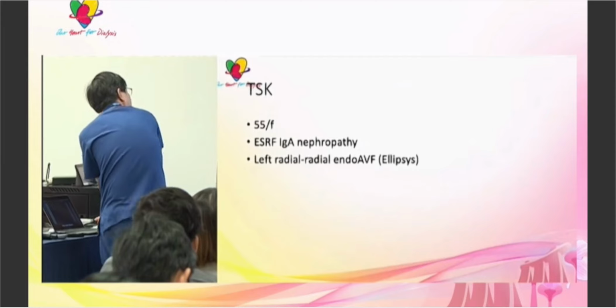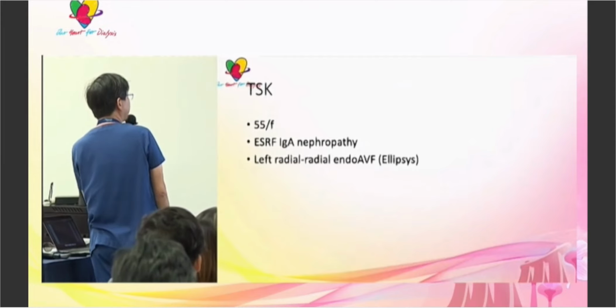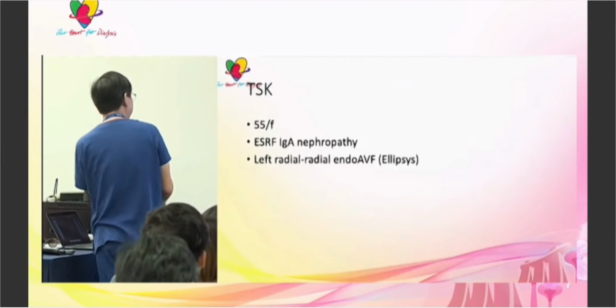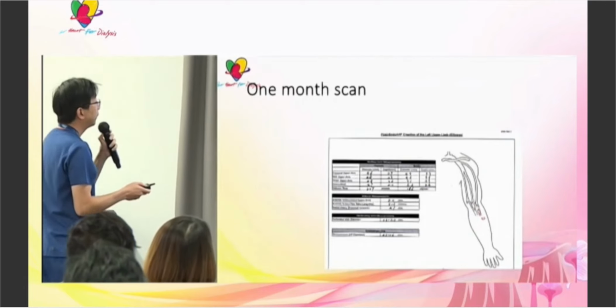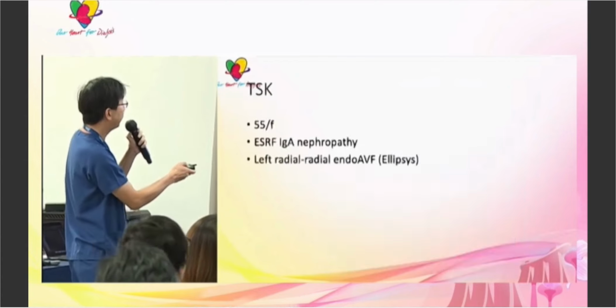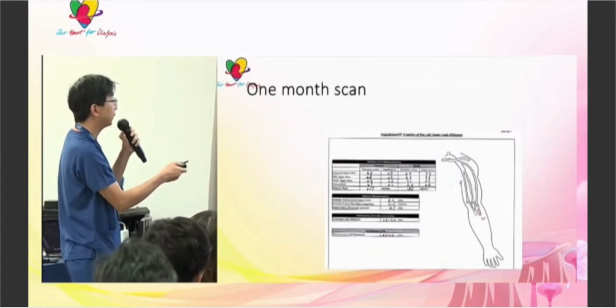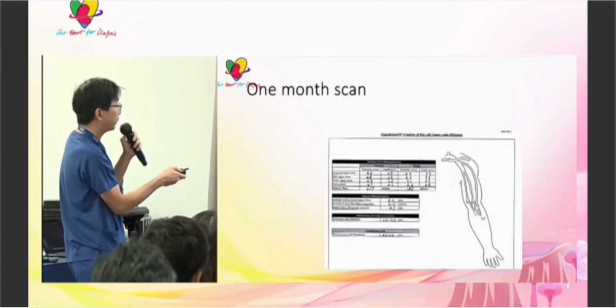This is a 55-year-old lady, ESRF from IJ nephropathy. We did a left radial endo AVF. This was at 1 month. So, sorry, I think I had a 1 week. Anyway, the 1 month scan, the flow rate wasn't too bad.